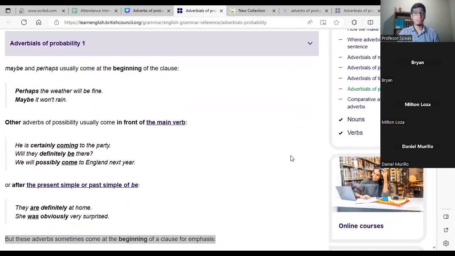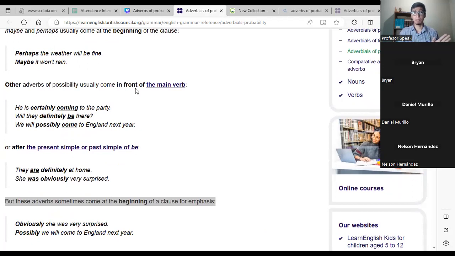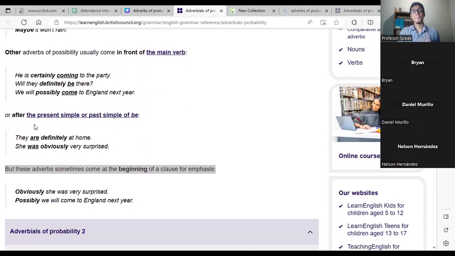Okay, yeah, that is definitely something that we have to work on. And what I do recommend is to keep this in mind. Only these three rules. Number one, perhaps and maybe can be used at the beginning. The others, like certainly, possibly, they go in front of the main verb. If your main verb is go, you will use this in front of go. And then if you are using the verb to be in the sentence, just don't put this in front, but after. Only three rules you have to remember, and it's going to be easy to remember.